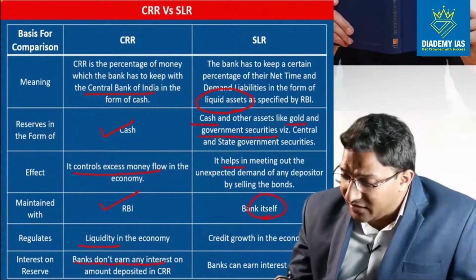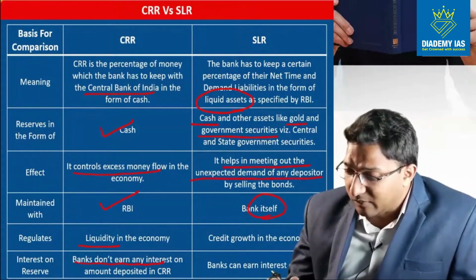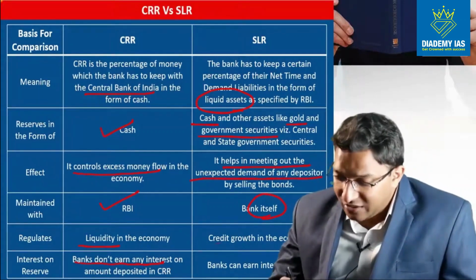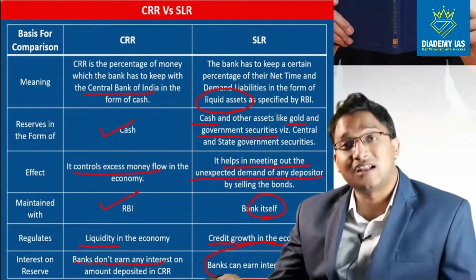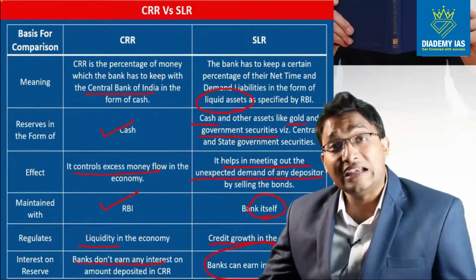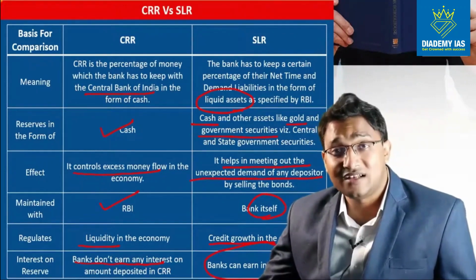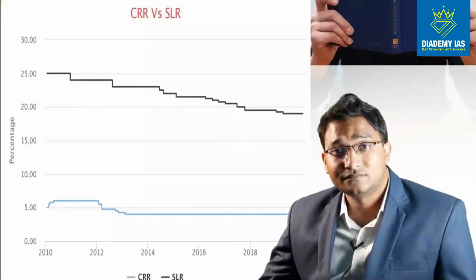It helps in meeting the unexpected demand of any depositor by selling the bonds. It regulates the credit growth, and the banks can earn interest on the SLR. So can you see the clear differences between the CRR and the SLR?